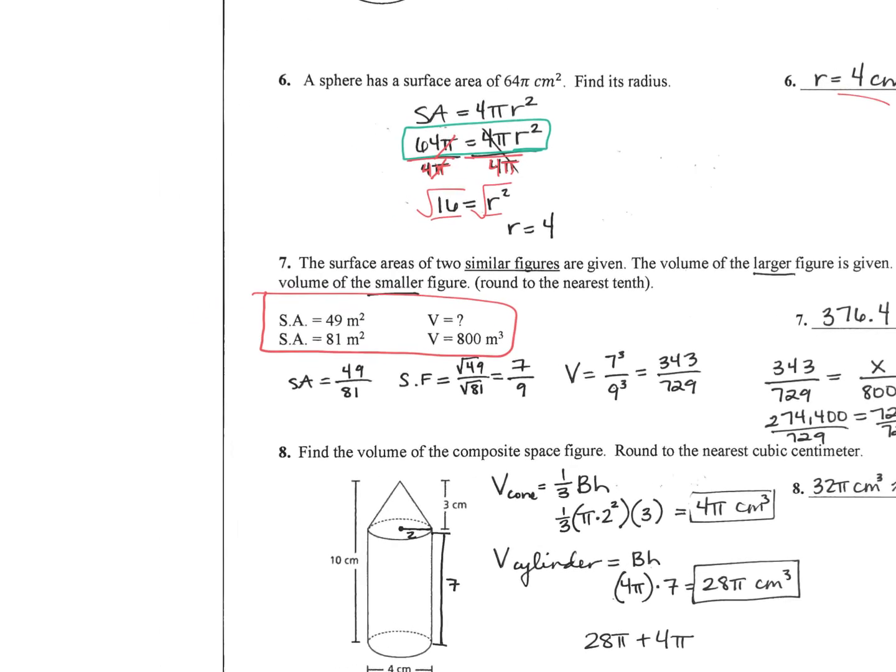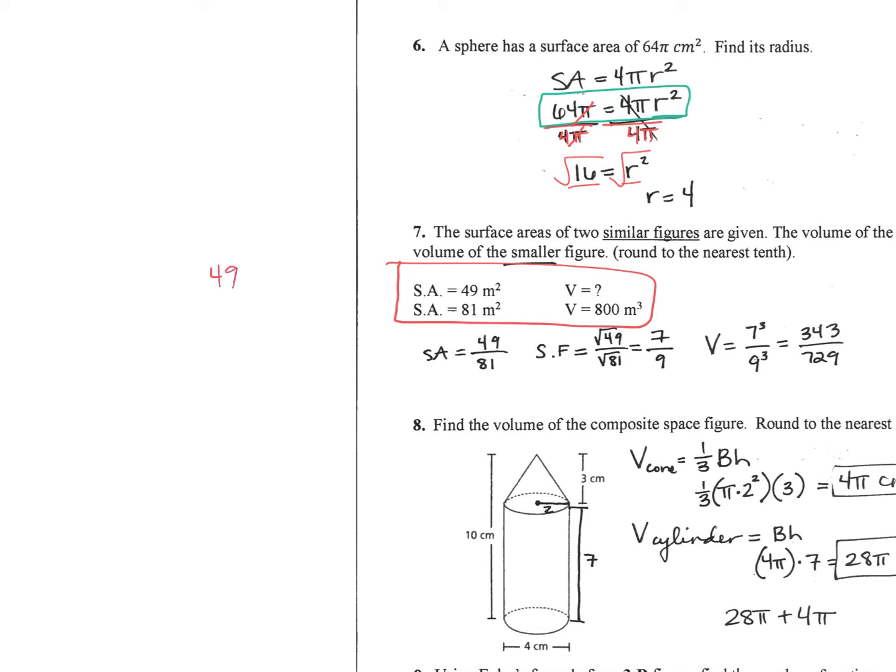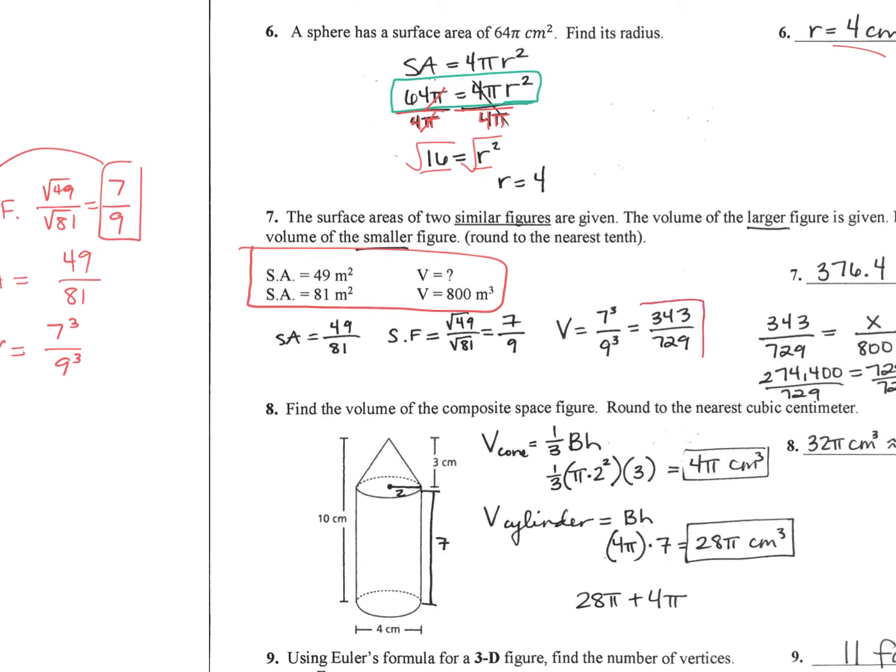You have a surface area ratio right now, 49 to 81. If that is a surface area ratio, that means it has been squared to get there. So you need to go back to a scale factor by square rooting. Square root of 49 and square root of 81 is 7 to 9. Okay, that's your scale factor. We don't want scale factor, we want volume. And volume is the scale factor cubed. So you're going to go 7 cubed to 9 cubed, okay? That gets you this ratio, 343 to 729.